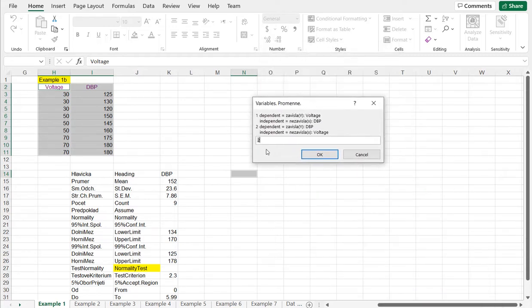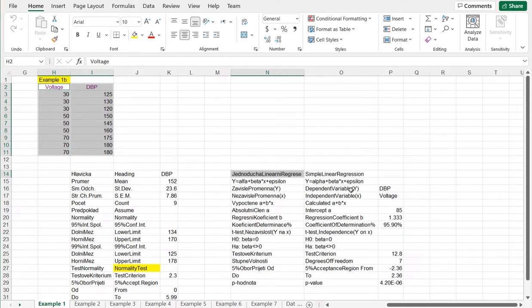So let's come back here. Independent is voltage. This one right here. We select option 2, because it is the option which says that the dependent is the blood pressure and the independent is the voltage. The controllable one is the voltage and the not controllable one is the blood pressure. So it's 2. Yes. Continue. And it's already given us our answer.